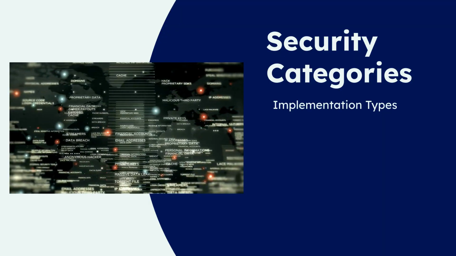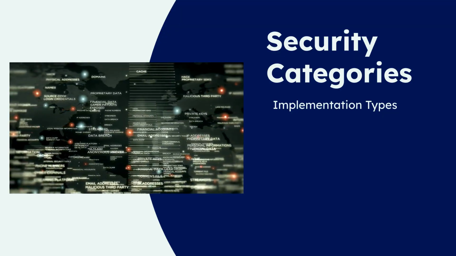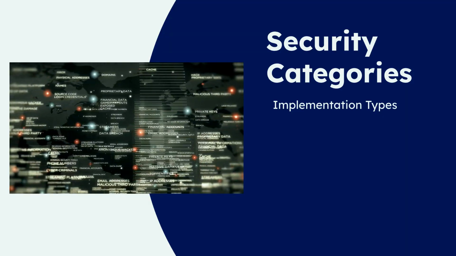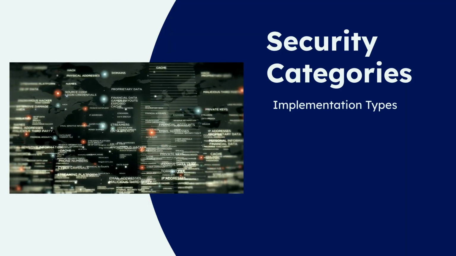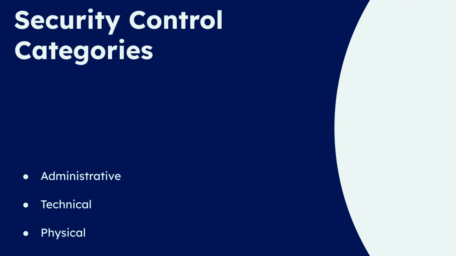As well as having different types of controls, these are also grouped into security categories, often known as control classes or implementation types. These describe how the controls are implemented. The categories are applied across the different types. You will see this later when we look at how these form a security control matrix. The 3 categories explained here are administrative controls, technical controls, and physical controls.